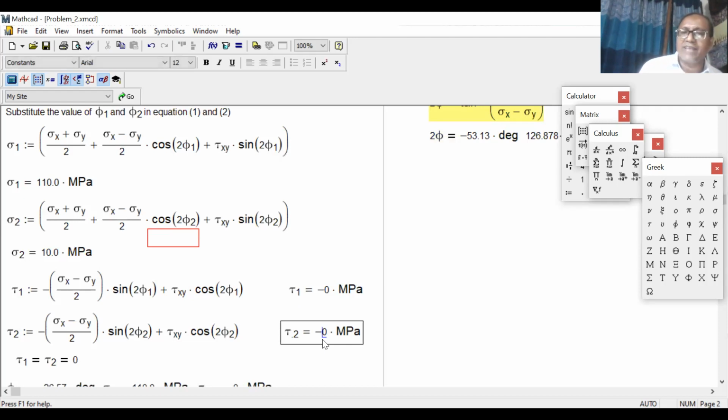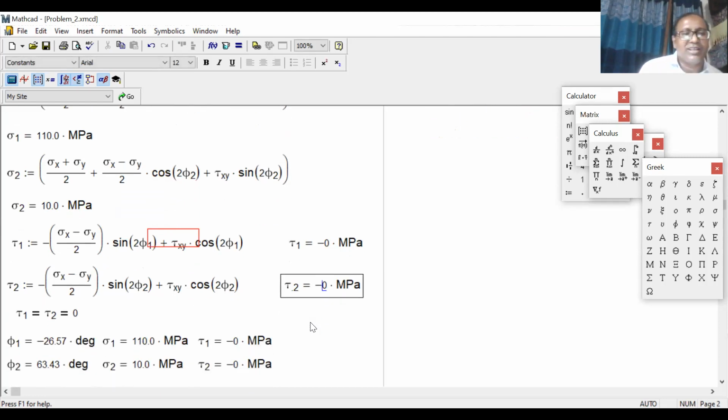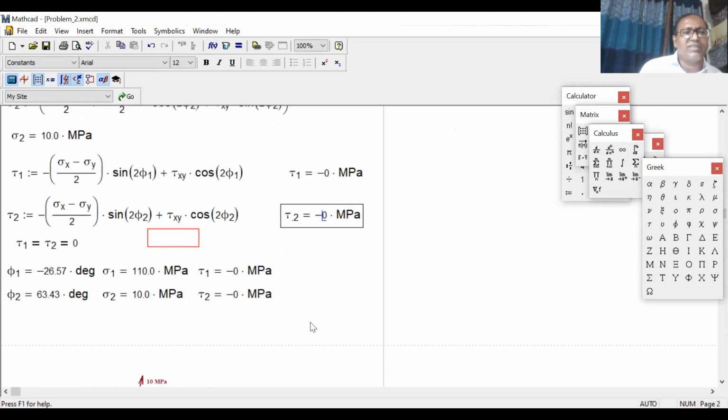It obviously has to be 0. If it's not coming 0, that means we are making a mistake. So what is our result? Phi 1 is minus 26.57, sigma 1 is 110, tau 1 is 0. When you put the next angle, we get sigma 2 as 10 megapascal, and tau 2 as 0.